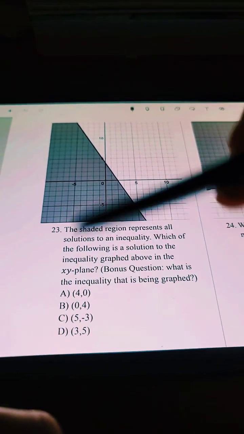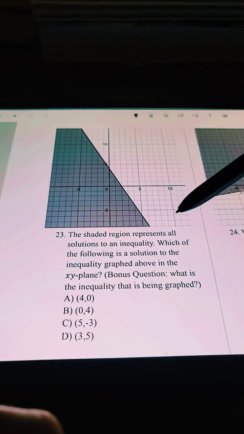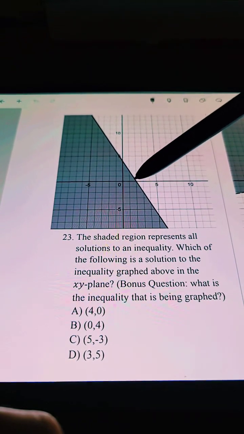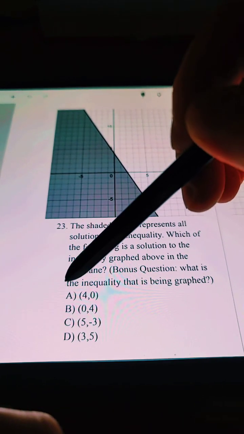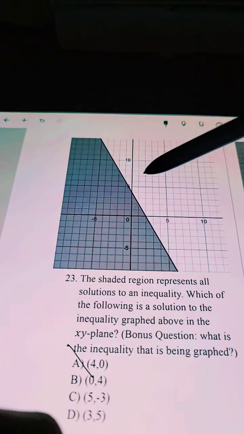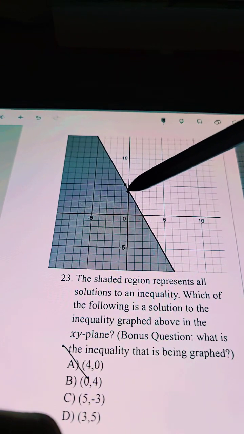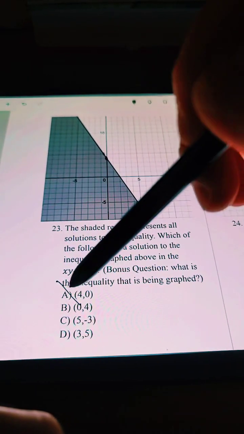So we have these points, we just have to check if they're in the shaded part or on the line exactly. So we have 4, 0 would be 1, 2, 3, 4, 0s right there. That is not in the shaded portion. Then we have 0, 4. 0, 4 is right here on that line, so it counts. So it has to be B.